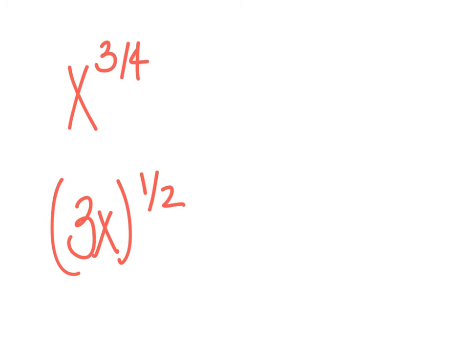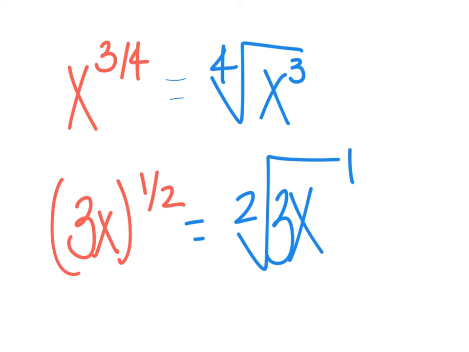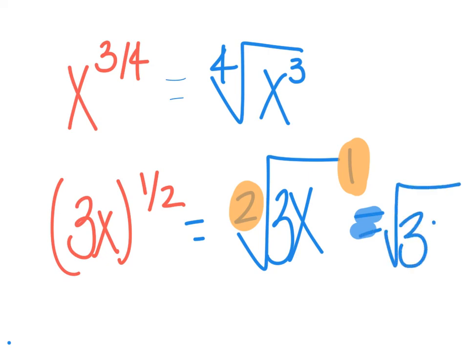So if I needed to rewrite x to the 3/4 in radical form or in root form, then that would become the 4th root of x to the 3rd power. And if I wanted to write 3x to the 1/2 in root form, that would be the square root of 3x to the 1st. And recall that you do not have to write either the 2 or the 1 as an exponent. 1 is understood, so that doesn't have to be there. And as a root, 2 is understood, so this would be the same thing as the square root of 3x.